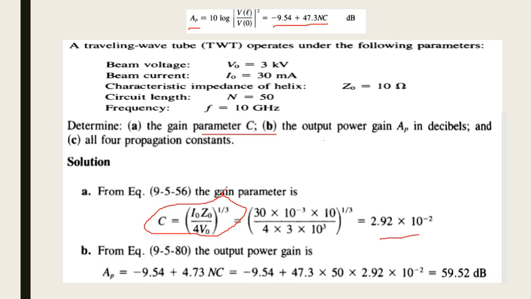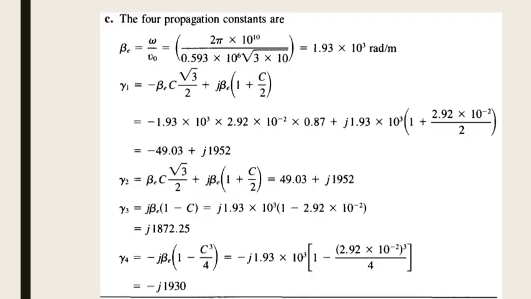And then the output power formula has been given to you right now. You can just substitute and directly you get the answers in terms of dB. They have also asked about the four propagation constants. I hope you remember those four propagation constants. Very important. You just have to substitute in the formulas like this. In this you need to know the value of C. It is not small c, it is not the velocity of light, it is the gain parameter. Please make a note of that. It's the gain parameter, please be careful.